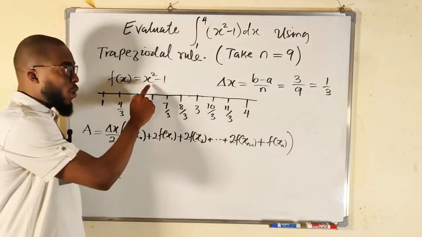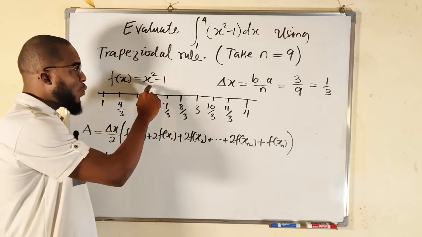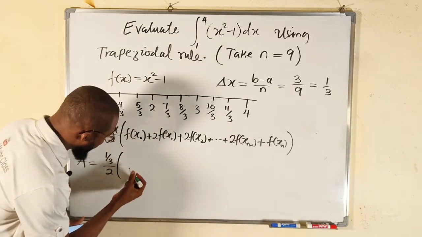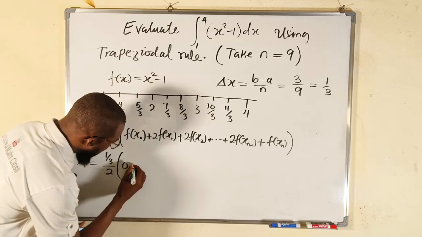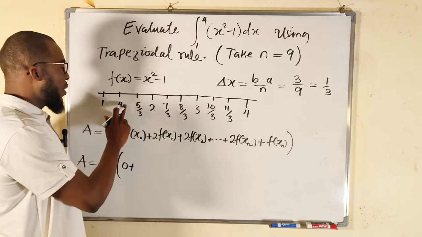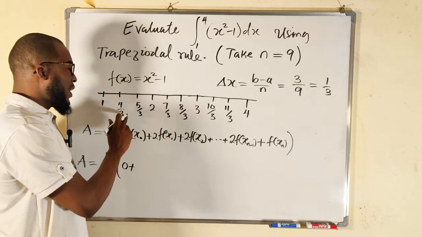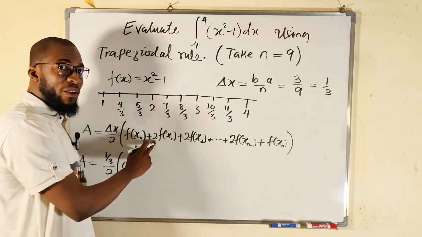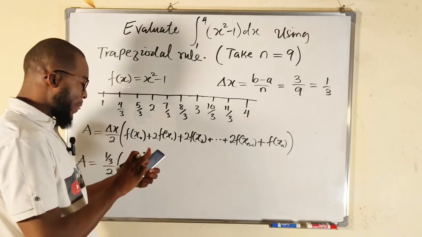Once you plug in 1 here, you have 1 squared is 1, and 1 minus 1 will give you 0. So this is the same thing as 0 plus the second one. When we have 4 over 3, you should take 4 over 3, you square that, then you minus 1, then you multiply by 2. I'll be doing that directly here.